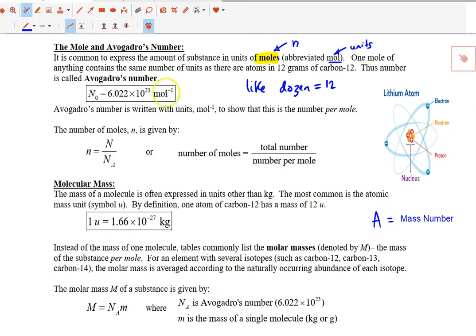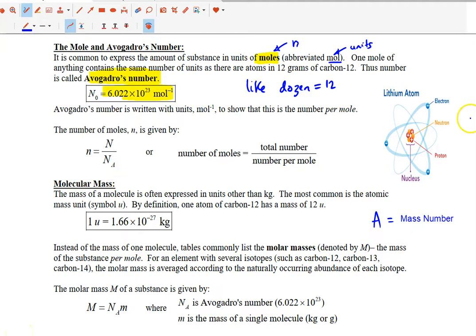This number that you see right here, maybe I'll highlight it, is known as Avogadro's number. But it's not simply a number. It does have units, because it is a number per mole. Think of it as the number of atoms, or particles, that you get per mole. So the number of moles is equal to the number of molecules, capital N here, divided by Avogadro's number, which we abbreviate with a capital N and a subscript capital A.